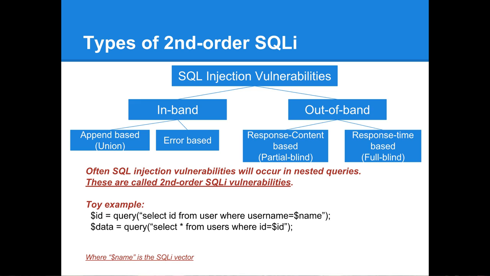This is some PHP code, and it's assigning ID to be the result of select ID from user where username equals, and then it's passing in the PHP variable for name, which is presumed to come from the user, and that is the SQL injection vector here. And then it saves that into ID, and then the next line of code, data, is assigned to the query result of select star from users where ID equals the PHP variable ID.